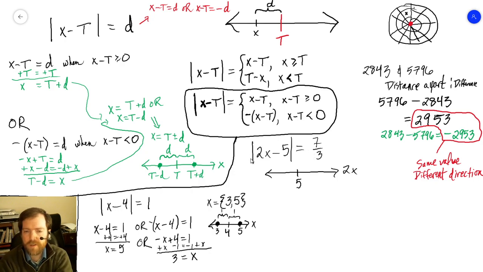So the distance between 2x and 5 is equal to 7/3, which means that the distance that we have to travel is 7/3 in the positive direction and also in the negative direction. We don't know which way we need to go, so we're going to choose to look at these as one going up and one coming down.